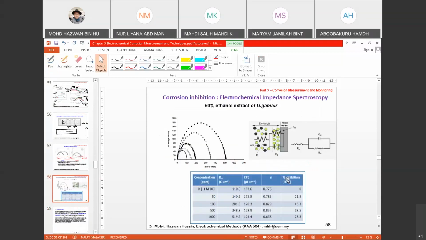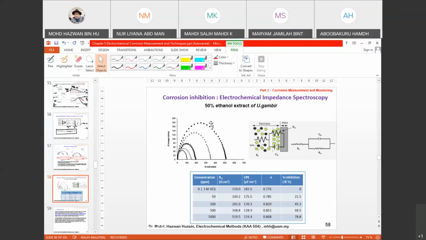Okay, so still the same explanation. I think the previous study that I did during my master's is an example to show you the value that you should get. Resistance, charge transfer, and this one, CPE. I will explain about CPE now, and the N value.